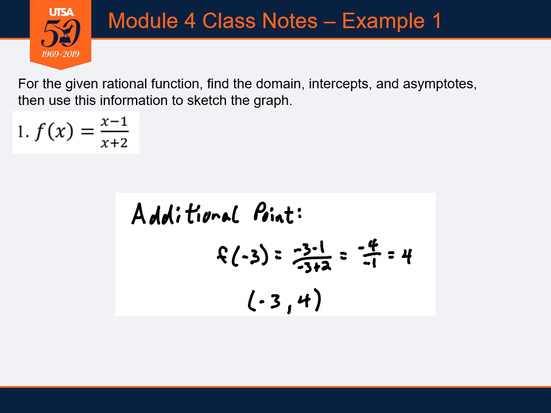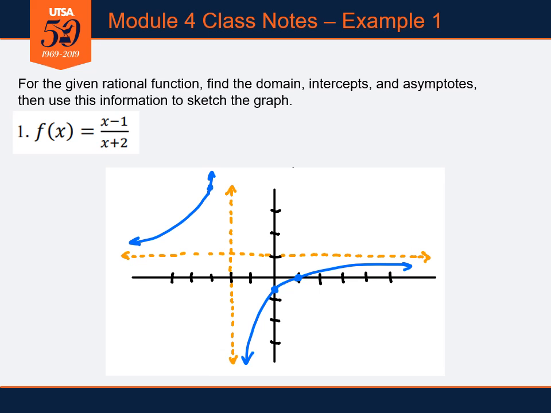Plugging -3 back in for my additional point, I get -3 minus 1 over -3 plus 2. That's -4 over -1. That's +4. So an input of -3 gives me an output of +4. We plot that point on the graph, (-3, 4), and then let the function curve toward the asymptotes, the horizontal asymptote and the vertical asymptote, and we have the other curve of our graph, the other branch of our graph. So this then represents a sketch of the graph of this rational function.